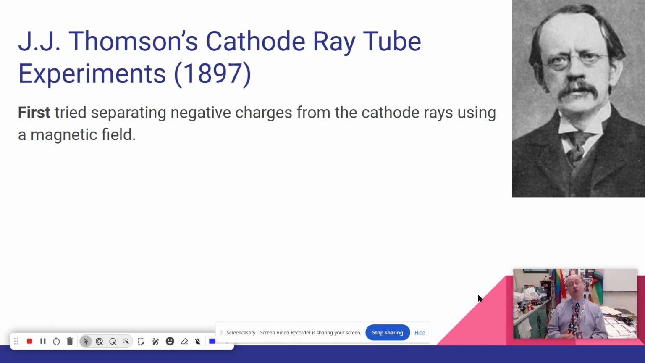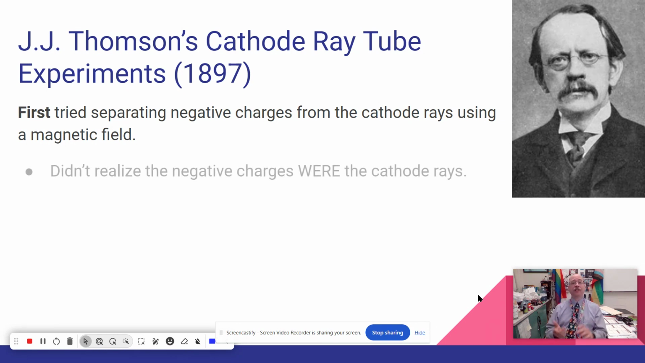But what J.J. Thomson is missing, or at least first missing, is the cathode rays are the negative charges. The cathode rays are electrons. So trying to separate electrons from electrons, well, you're not going to be able to do it. So he starts realizing that the negative charges are these cathode rays.